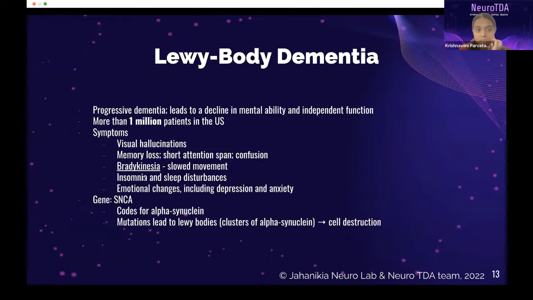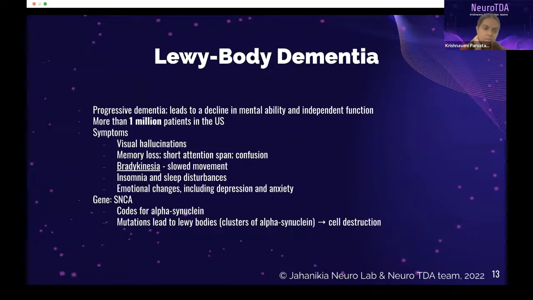Next, we have Lewy body dementia, which is a progressive dementia that leads to a decline in mental ability and independent function. There are more than 1 million patients with Lewy body dementia in the US. Symptoms include visual hallucinations, memory loss, a short attention span, confusion, bradykinesia, which is slowed movement, insomnia and sleep disturbances, and emotional changes, including depression and anxiety.